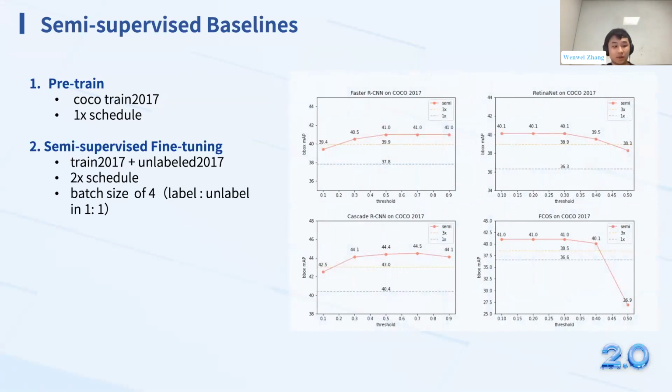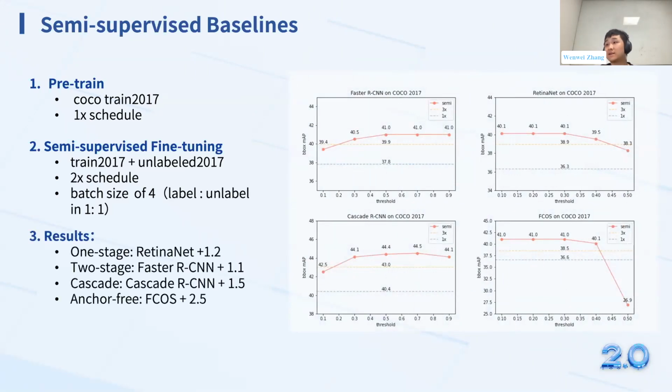As you can see, we tuned the model on Faster R-CNN, RetinaNet, Cascade R-CNN, and FCOS, and we can see that such a semi-supervised fine-tuning paradigm generally improves the accuracy of RetinaNet, Faster R-CNN, FCOS, and Cascade R-CNN. This means that such a framework is general and can be applied to these 4 kinds of detectors. So this is the semi-supervised baseline newly released in MMDetection 3.